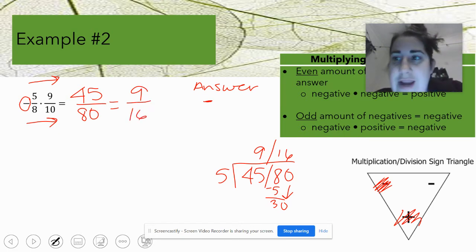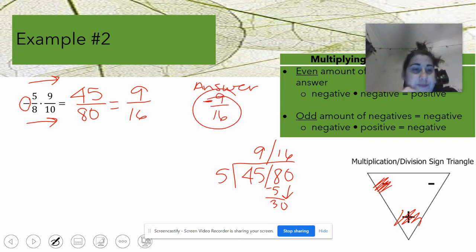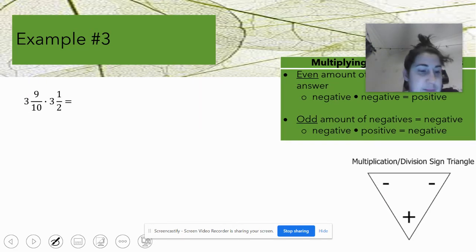Can I go any further, 9 and 16? A lot of times we see that 6 in the 16 and think it's divisible by 3, but it's not. Okay? So that's going to be my final answer, negative 9 over 16. All right, move on. Okay, here I have some mixed numbers in here.